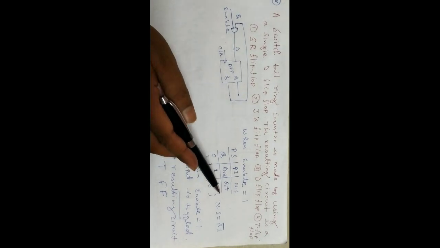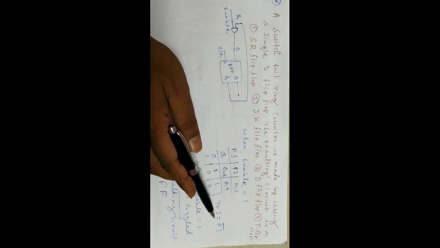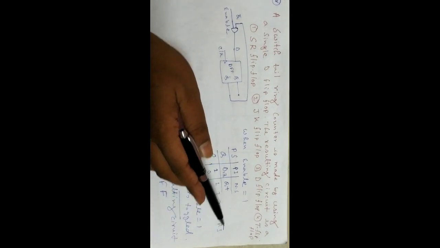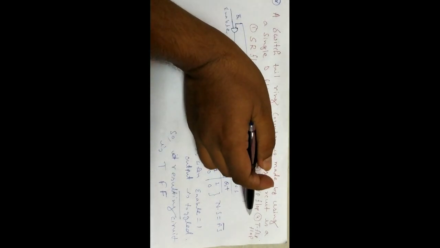So here next state is equal to present state bar. We can see when enable is 1, the output is toggled. That means the resulting circuit is a T flip-flop. So the answer is T flip-flop. Okay.